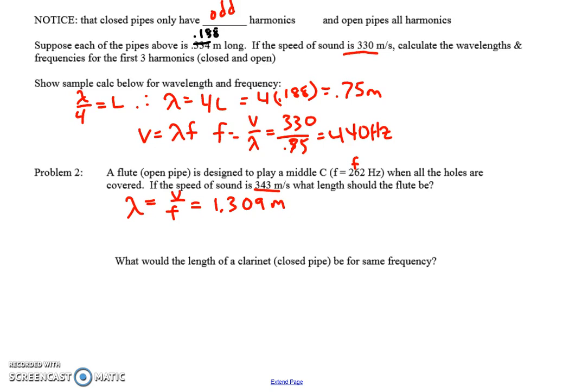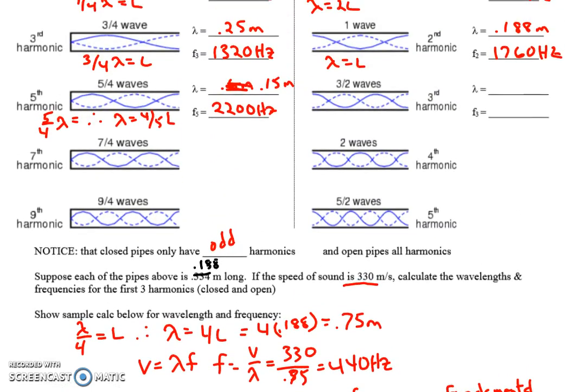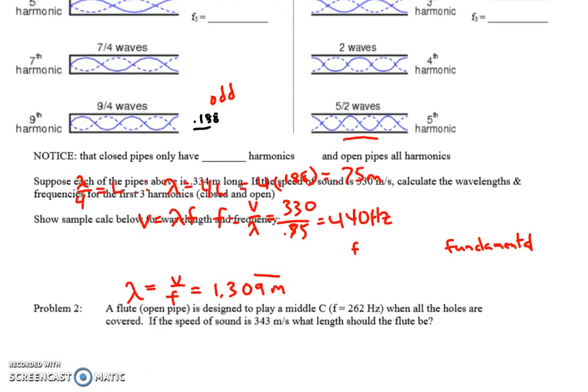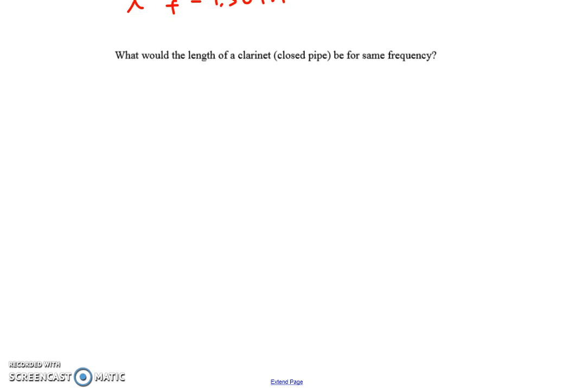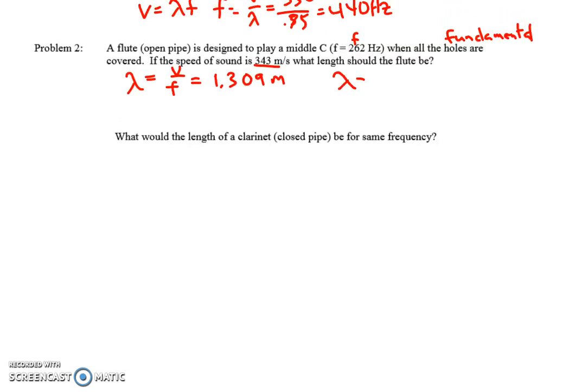Now we want to relate that to the length of the tube. When all the holes are covered, this is assumed to be the fundamental. So what do we know about the fundamental for an open pipe? Well, if we go back up to the open pipe here, we see that lambda equals 2L. So if lambda is equal to 2L, then L is equal to lambda over 2. So that's going to be 1.309 divided by 2. So the length of the flute is about 0.65 meters.